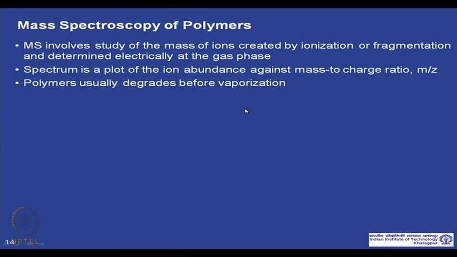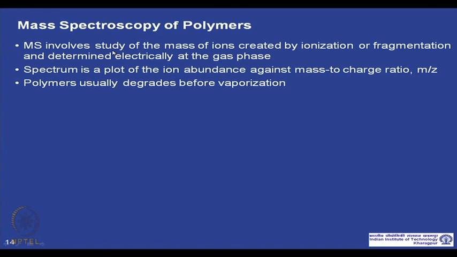Let us move to the next topic. This is the mass spectroscopy of polymers. Now, we know that mass spectroscopy basically involves the study of the mass of ions created by ionization or fragmentation and then determined electrically in the gas phase. For example, a molecule is vaporized and then ionized, and these ions are taken to the detector, and the molecular weight is obtained.